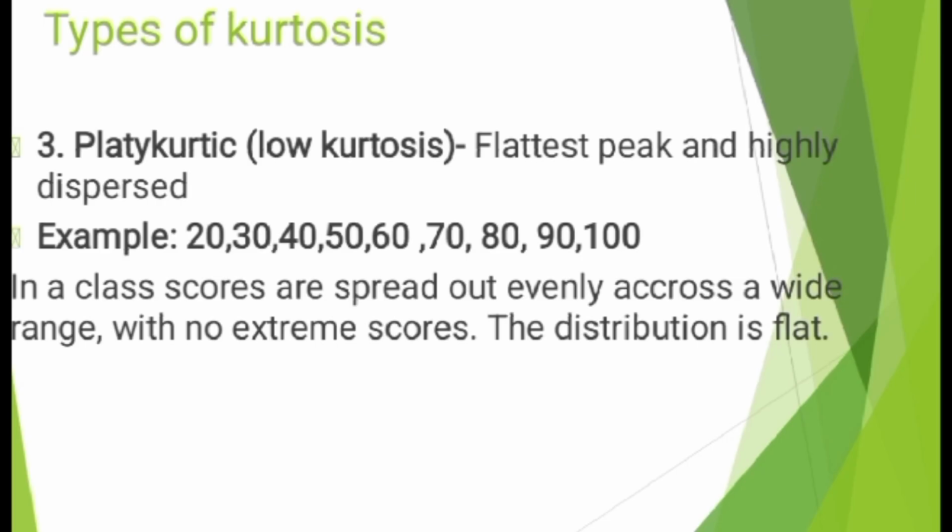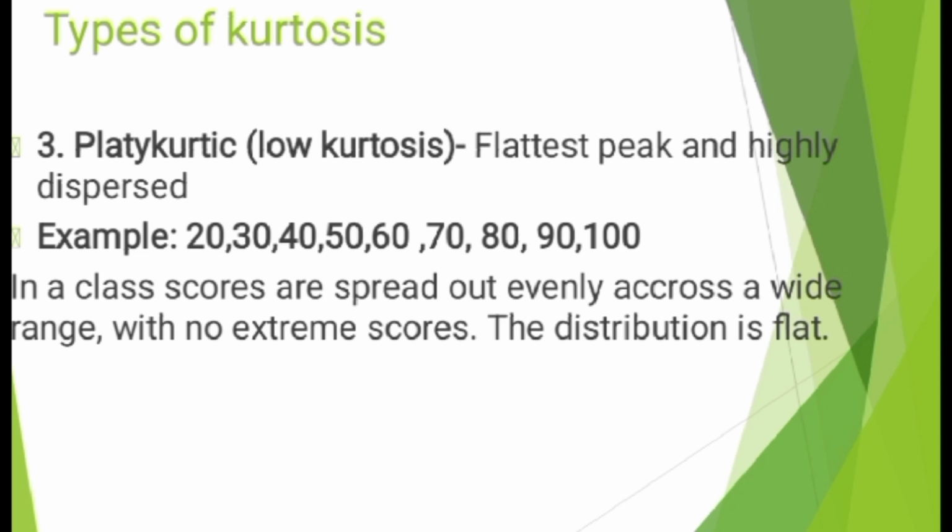For the last, we have the platykurtic or the low kurtosis. Compared to the normal distribution, these kurtoses have the flattest peak and are highly dispersed. The platykurtic have lower, stretched tails around the center, which means most of the data points are present in high proximity with the mean.